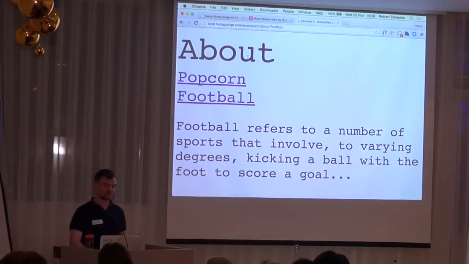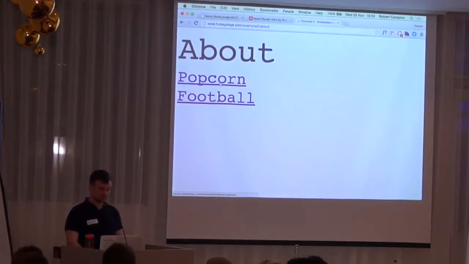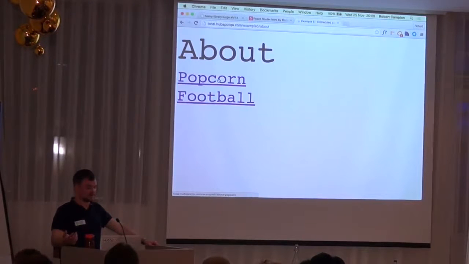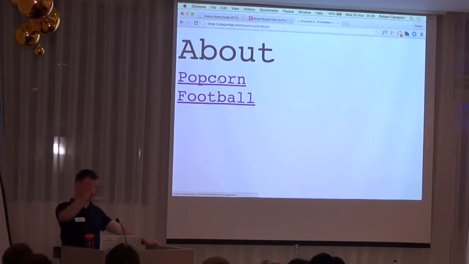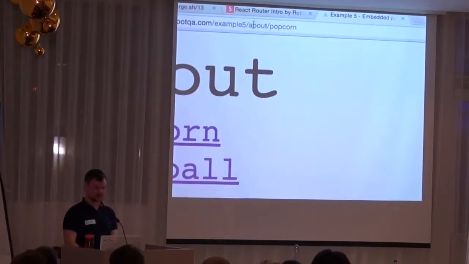But notice what's different from our home page is, when we click these links there, we are redirected to a new page. But in this example, we've actually rendered a subview. So we've got a subview inside about. And coming from Angular as well, this is one of the things that the old router was lacking severely. There was no way of having a subview. In React Router, you can have as many subviews as you want. You could have 100 subviews all declared inside it. For example, this popcorn view could have another subview inside it based on a URL. I should note also that the URL is updating as I go down. So I've got example 5 about popcorn.